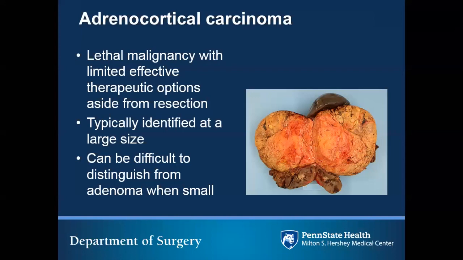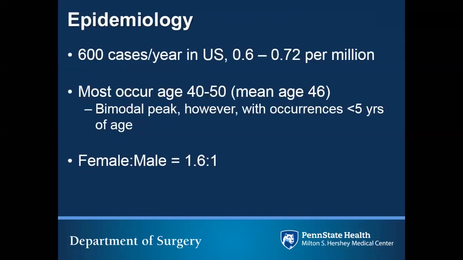Further, we sometimes identify earlier on the ones that make hormone, but they still are typically identified at a large size. And especially when they're small, without the right phases of imaging, it is difficult to figure out a benign adenoma from a malignant adrenocortical carcinoma. And really a small lesion, say those less than 5 centimeters, are really the only ones that have some good oncologic outcomes with resection. It is an uncommon malignancy. There's only about 600 cases of adrenocortical cancer per year in the United States. That gives you a rate of 0.6 to 0.7 per million.